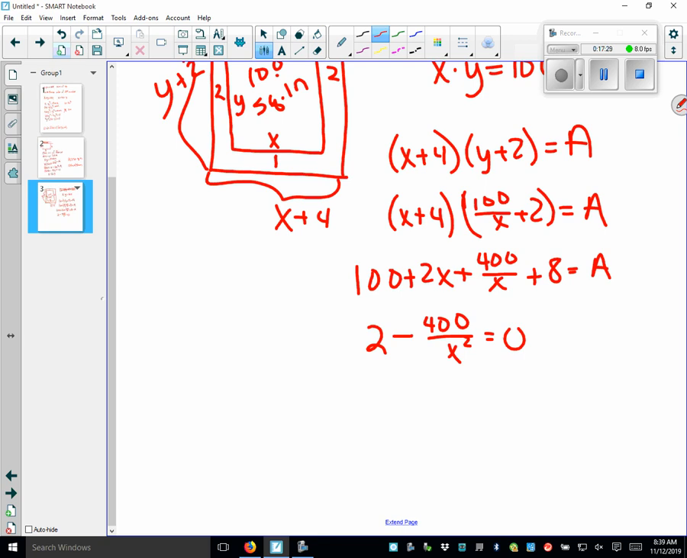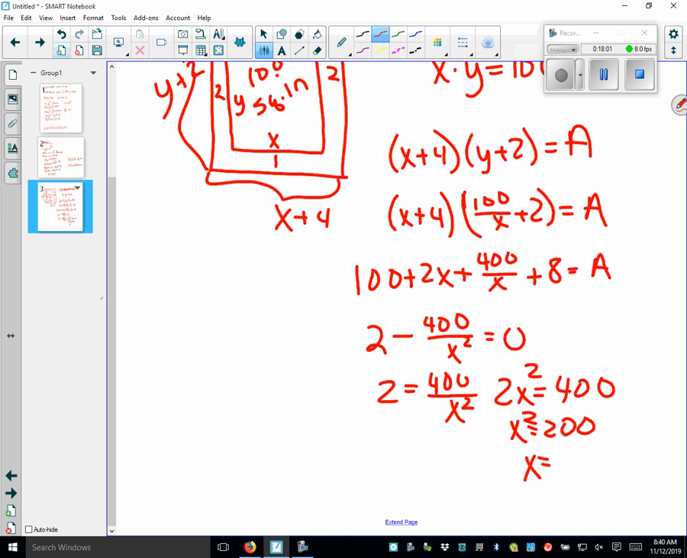Is that right? Yeah. Well, I need to move one over. Right. 2 equals 400 over x squared, so 2x squared equals 400. X squared is 200. What is x? 14.142. Plus or minus? No, because it's a measure. Okay, so it's absolute, because it can't be a negative length.